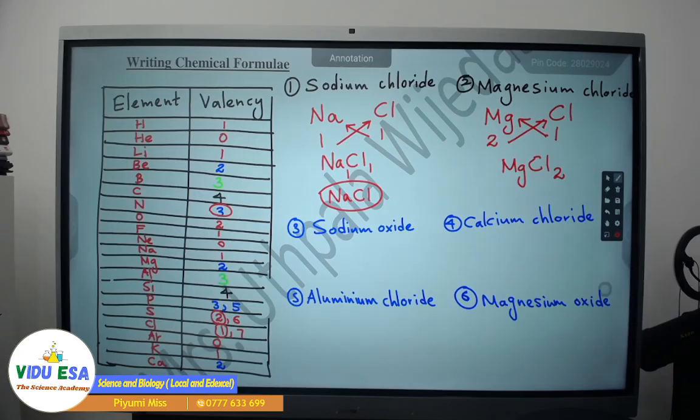Most commonly chlorine uses this valency 1, right? In most of the cases we find valency 1 for chlorine. That is why I have circled it, so you can use 1 for that.